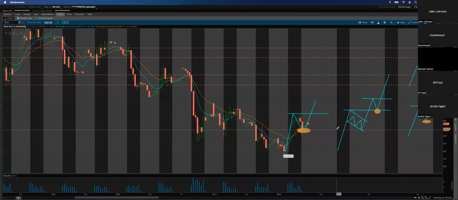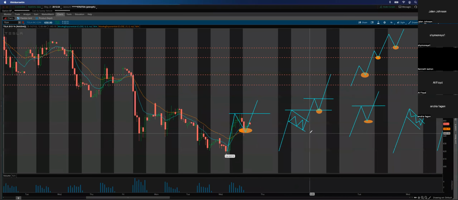All right, so that made sense. Now next, I was just going over flags real quick, and we still have class tomorrow as well. The question is: if the flag breaks the support level before the breakout, does that make it invalid? If the flag breaks the support level before breaking out.